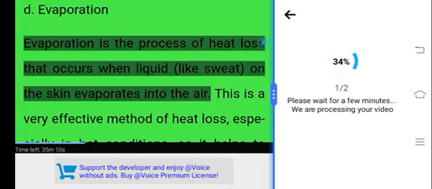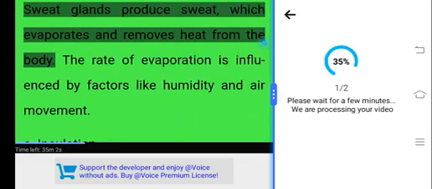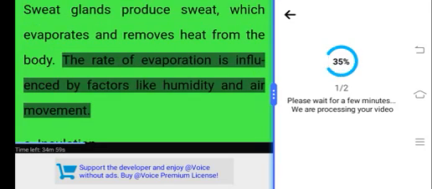D. Evaporation. Evaporation is the process of heat loss that occurs when liquid, like sweat, on the skin evaporates into the air. This is a very effective method of heat loss, especially in hot conditions, as it helps to cool the body down. Sweat glands produce sweat, which evaporates and removes heat from the body. The rate of evaporation is influenced by factors like humidity and air movement.